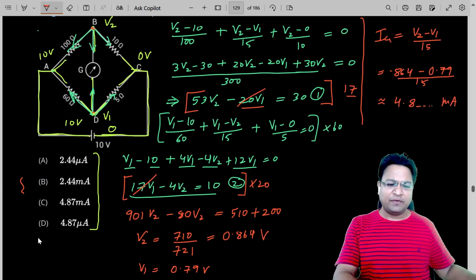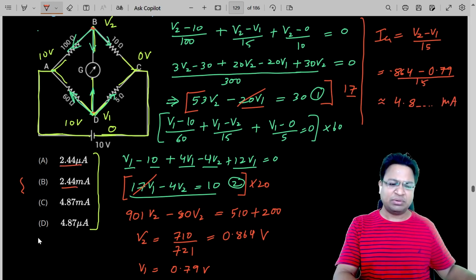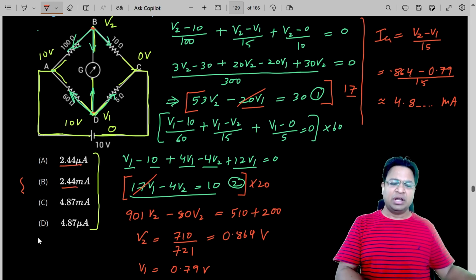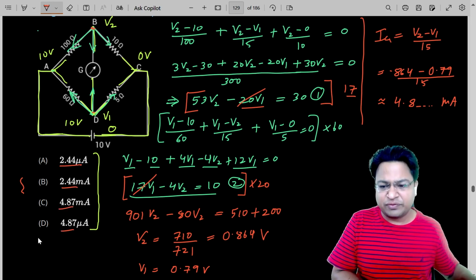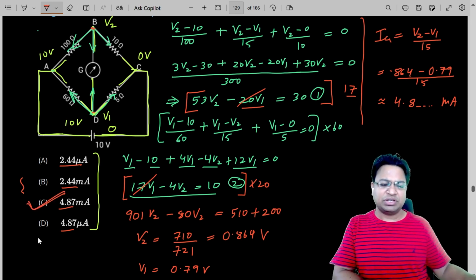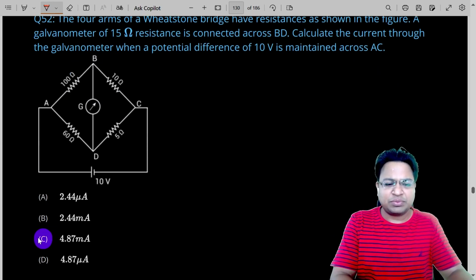All right. So here are four options. The numbers here are the same, only the difference of micro and milli is there. Here also the numbers are the same, only the difference of micro and milli is there. I'm getting something which is close to 4.8 milliampere. So I'm going to mark option C as my answer. So that is how you were supposed to do this question.